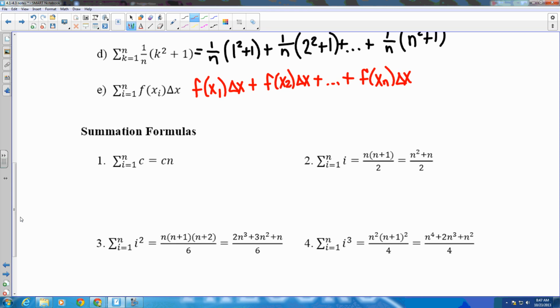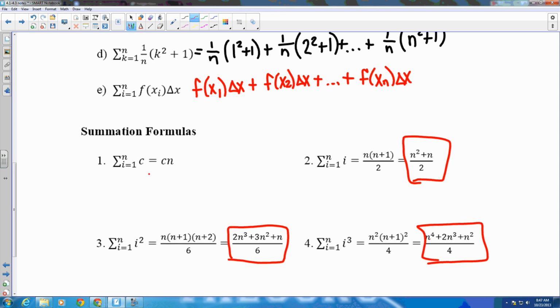And here we have the summation formulas that we will be using throughout the section and the next section. So we need to familiarize ourselves with these. I will give you these for any quiz or test. You don't need to memorize them, but these are probably the ones we want to use, the ones that are multiplied out. And that one. Okay, so just make sure we know where those are.